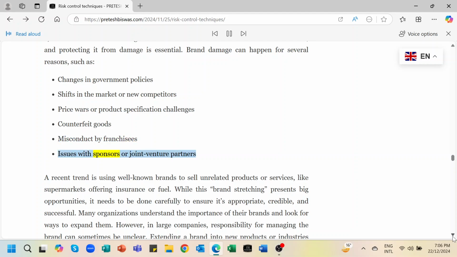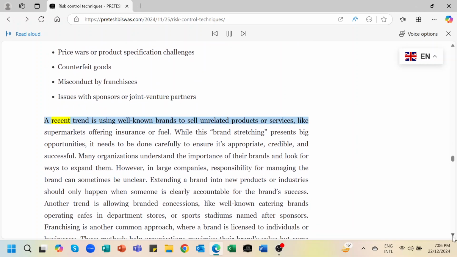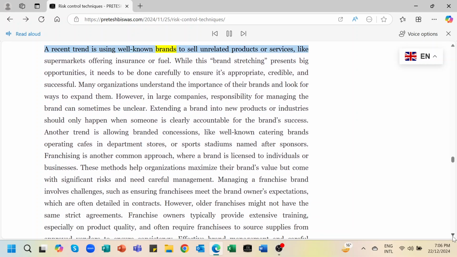Issues with sponsors or joint venture partners. A recent trend is using well known brands to sell unrelated products or services, like supermarkets offering insurance or fuel. While this brand stretching presents big opportunities, it needs to be done carefully to ensure it's appropriate, credible, and successful.